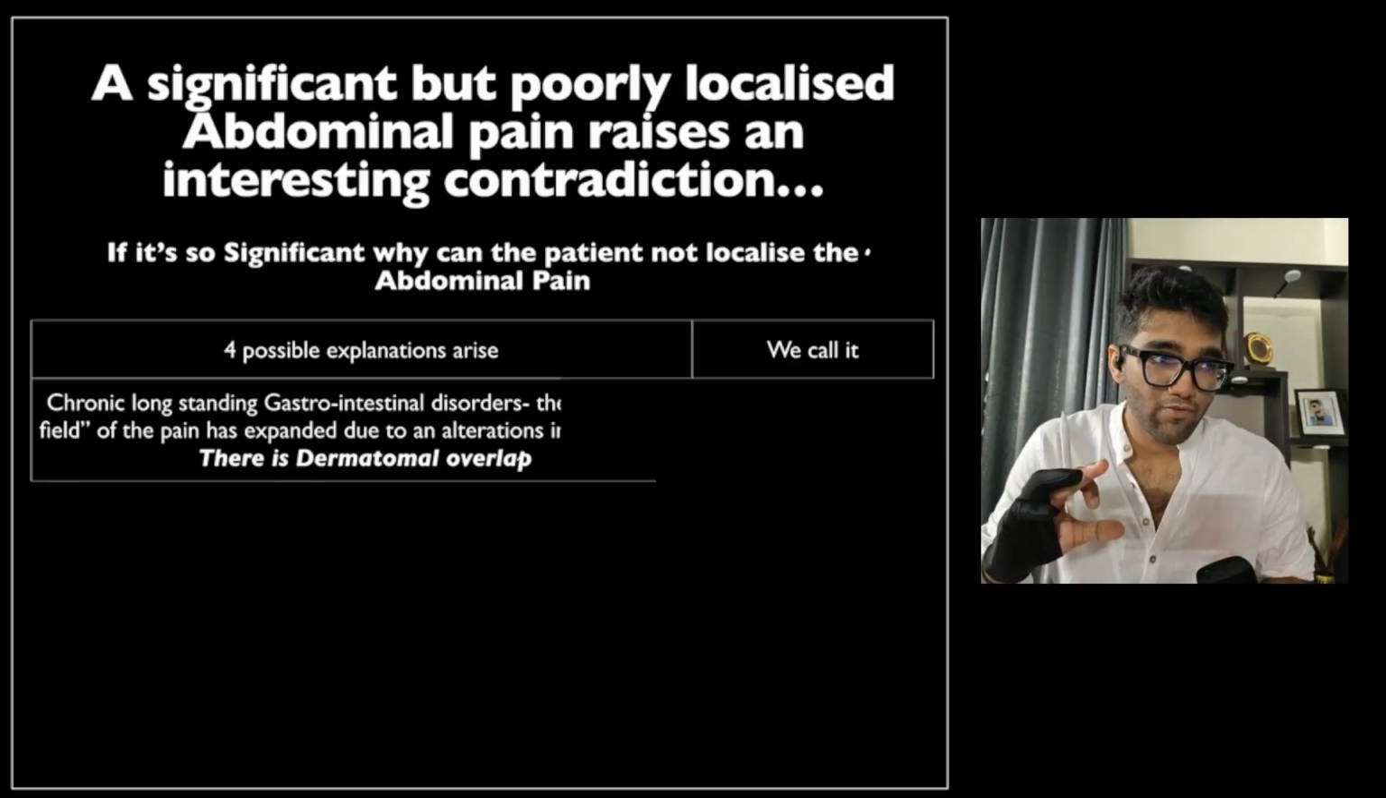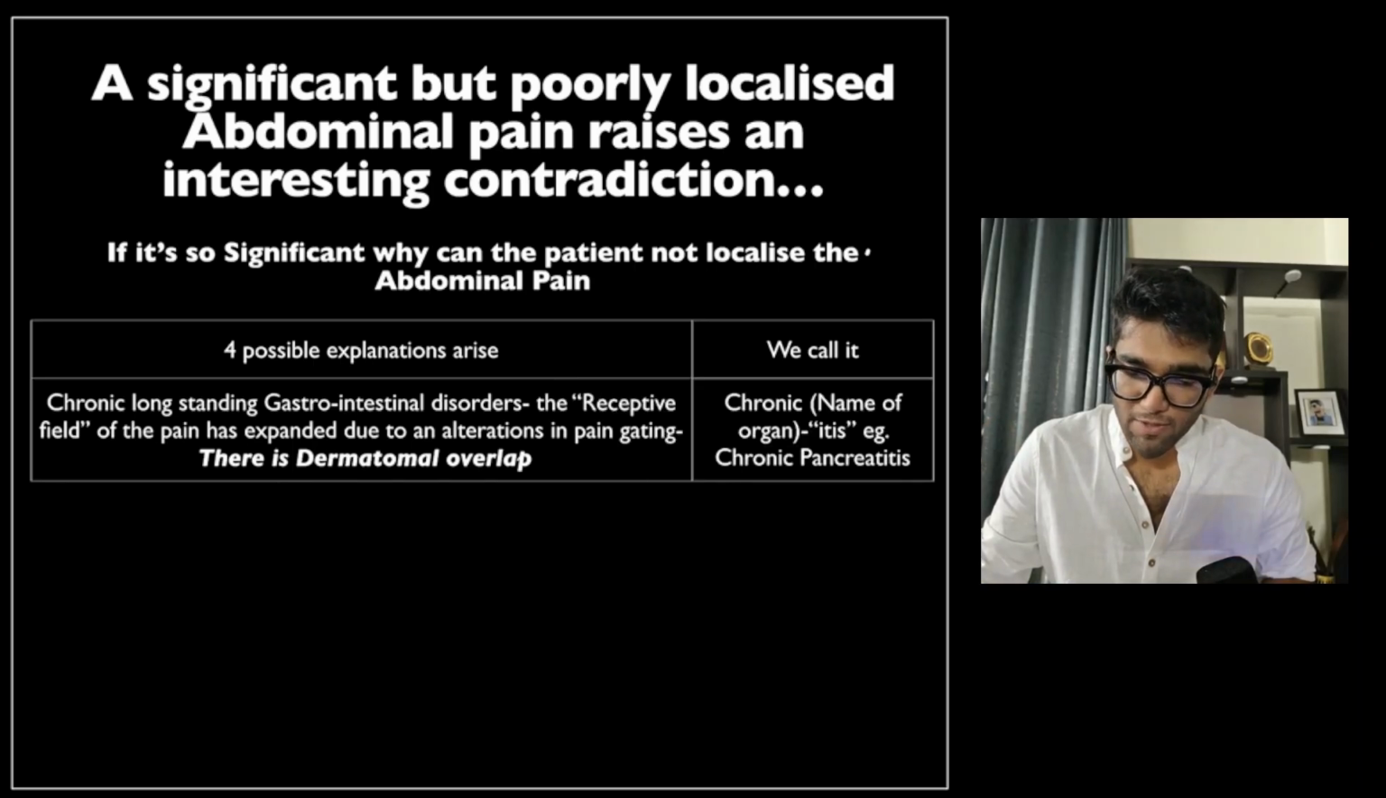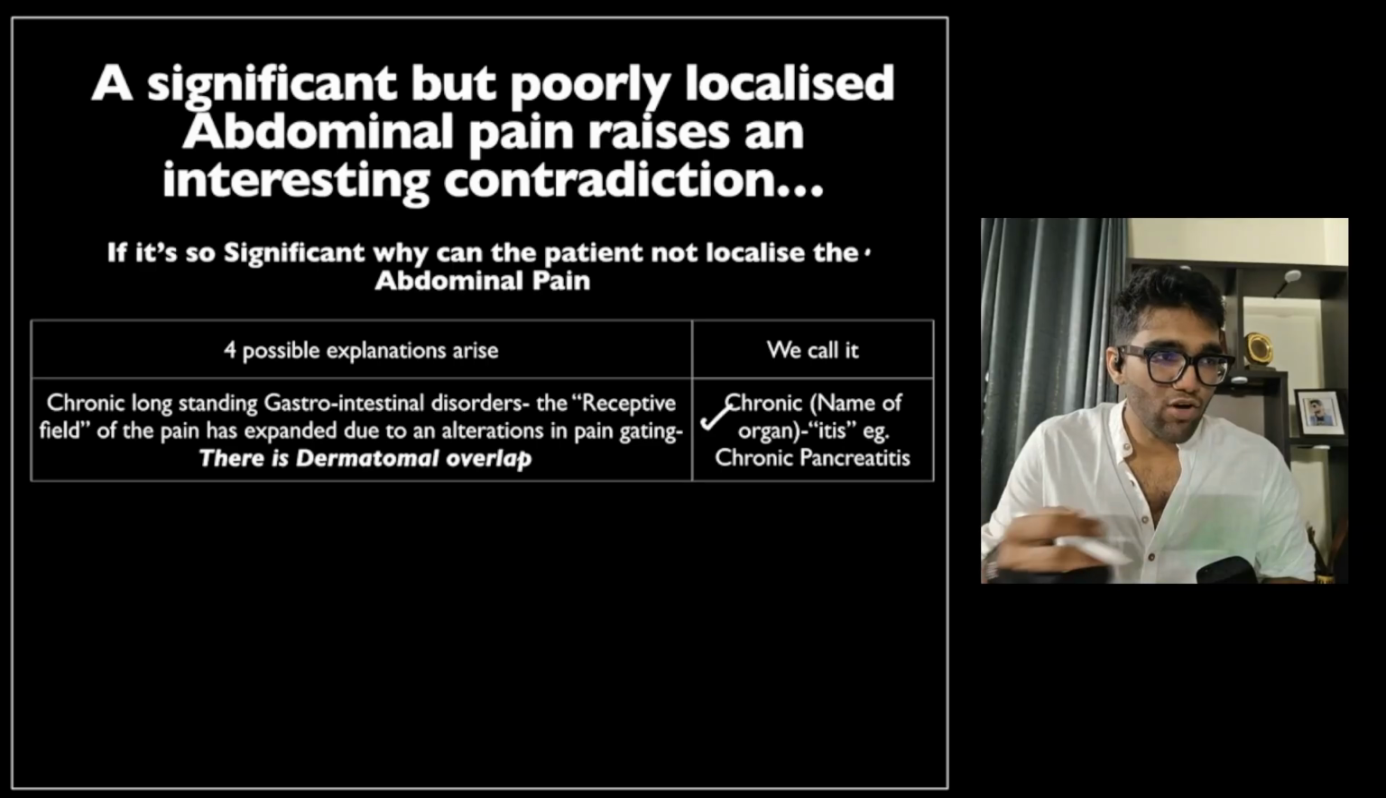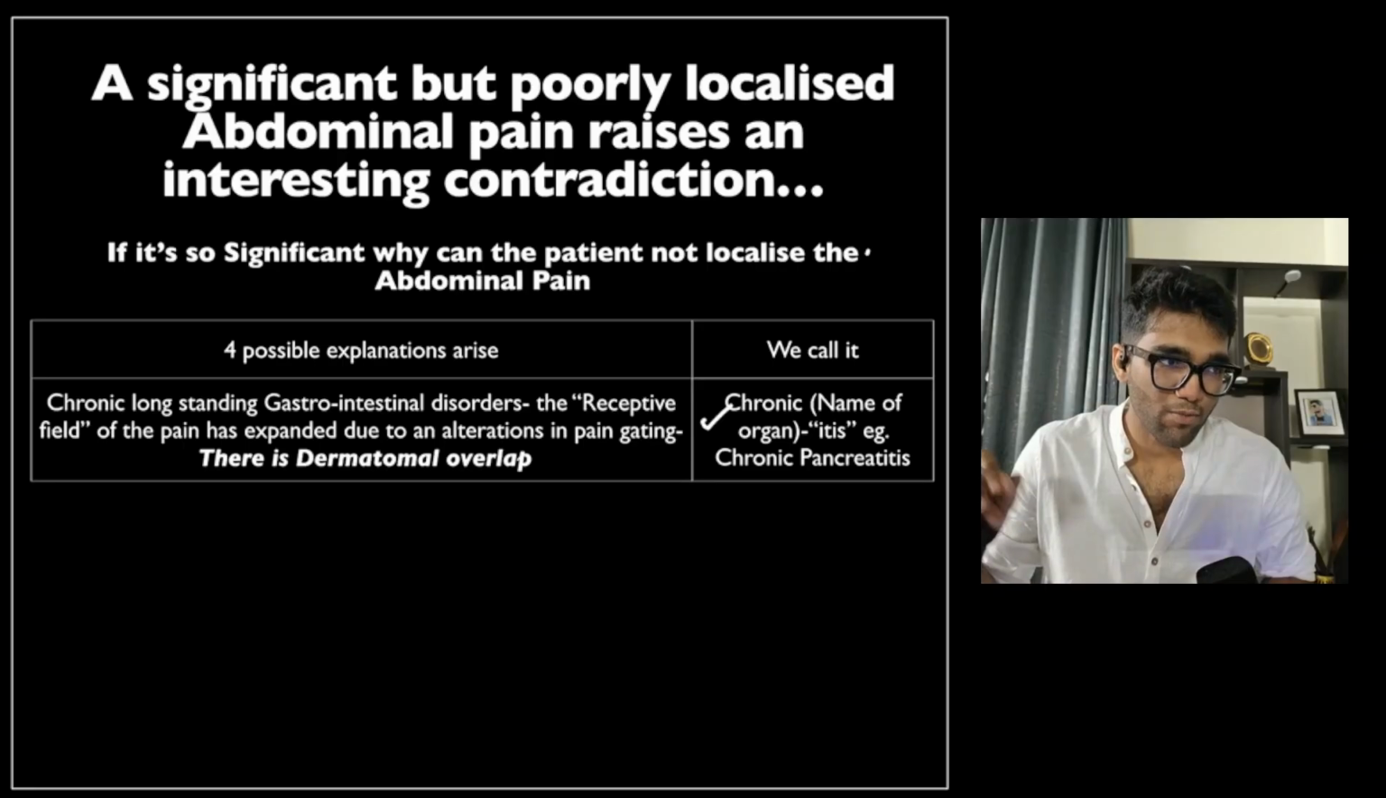So the receptive field for the stomach starts overlapping with that for the small intestine, for example, and there is dermatomal overlap. So the patient is not able to say where exactly the pain is arising from because the brain interprets it as signal coming from multiple locations. Okay, so in that situation, we call it chronic -itis with the name of the organ attached in between. So that would become chronic pancreas-itis or chronic pancreatitis or similar considerations.